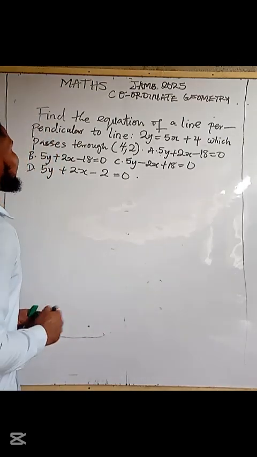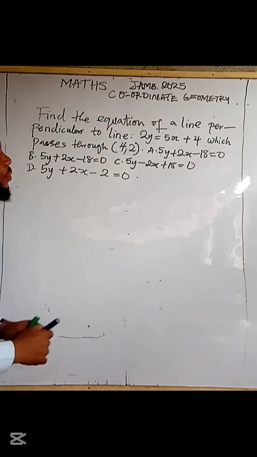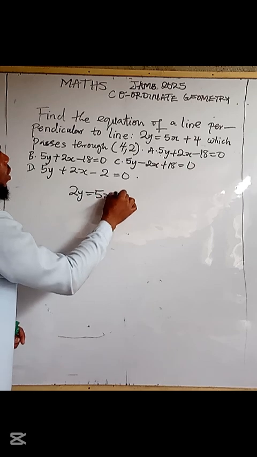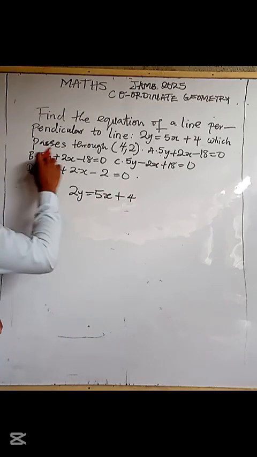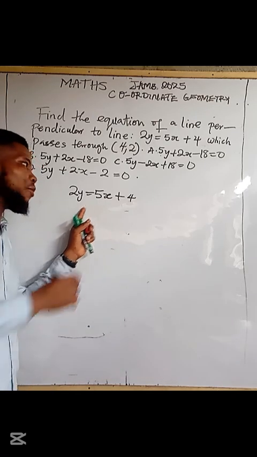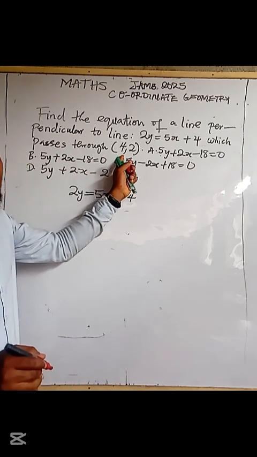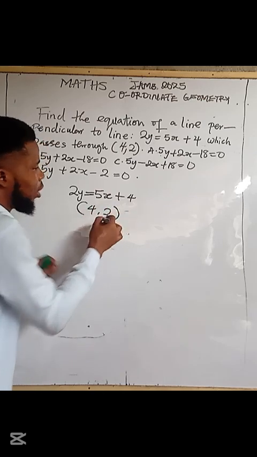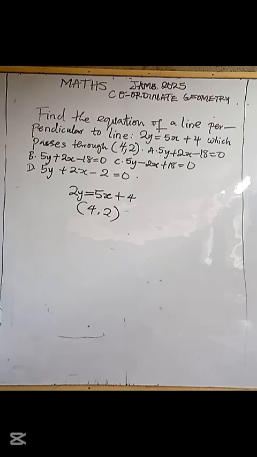Alright, so now find the equation of a line perpendicular to the line. So this is the line, our line of reference. This is the equation of the line of reference, and we are looking for an equation of another line with this line as a reference. That second line passes through the point 4,2. So now let's try and look for that.